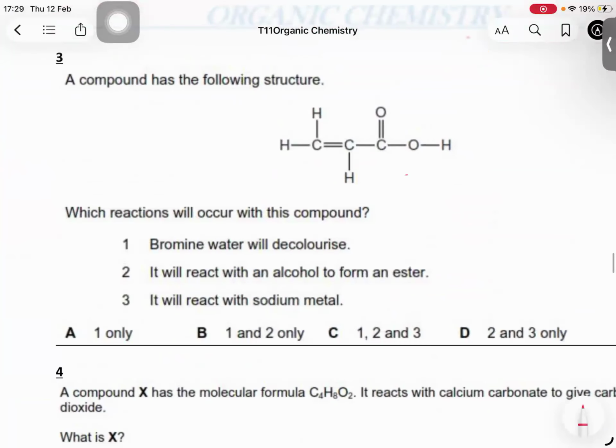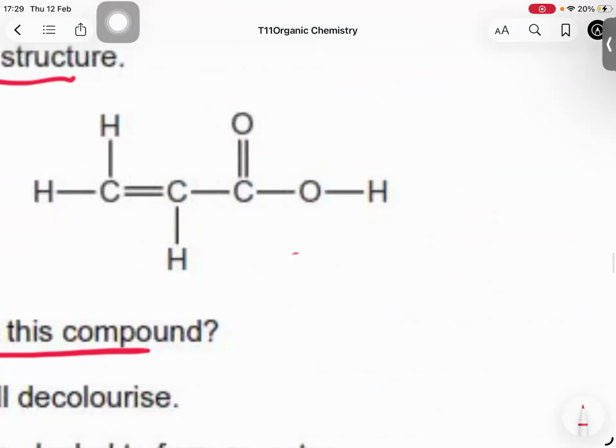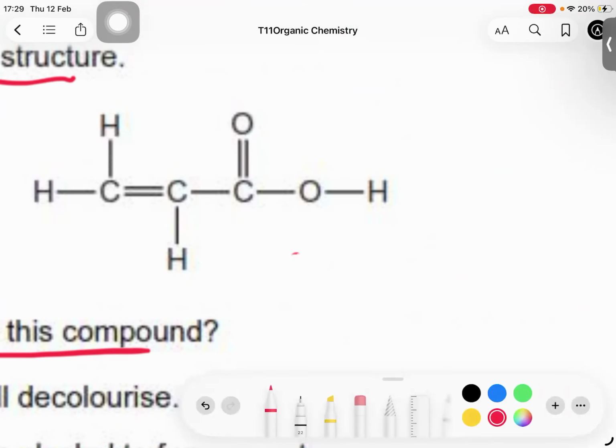The compound has the following structure. Which reaction will occur with this compound? Whenever you look at the structure, बच्चों, I'm telling you what you have to look for: the functional group. सबसे पहली चीज यही करनी है. ऑर्गेनिक कंपाउंड को देखते ही उसका क्या देखना है? फंक्शनल ग्रुप, राइट?